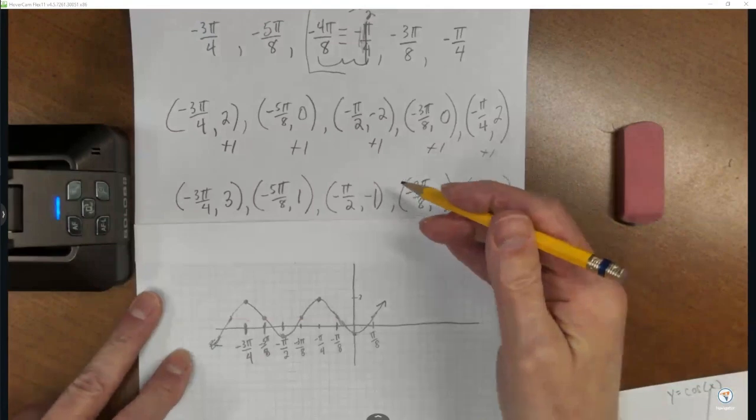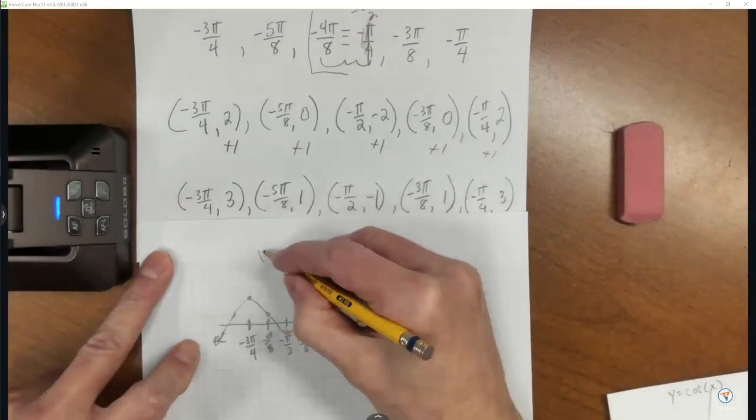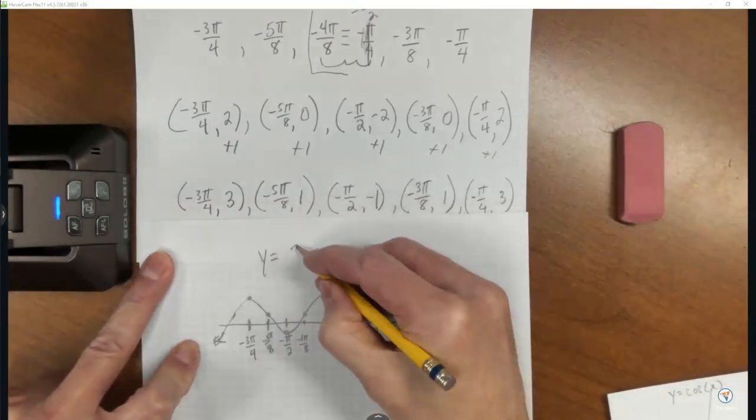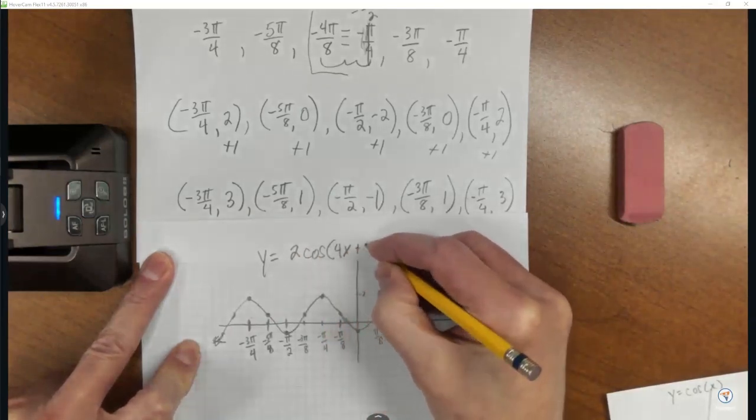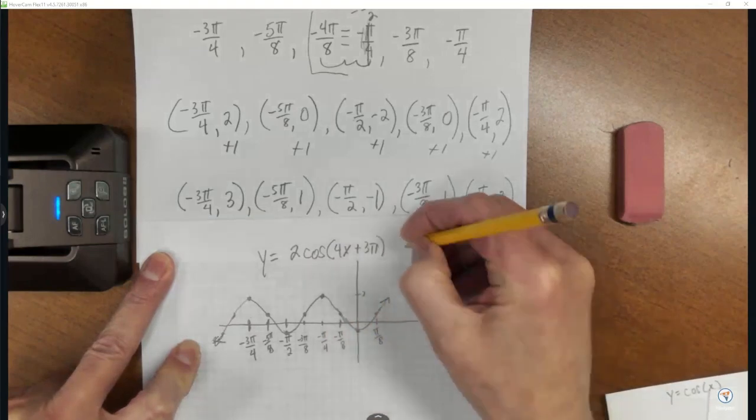All right, so this is a graph of y equals 2 times the cosine of 4x plus 3 pi, add one.